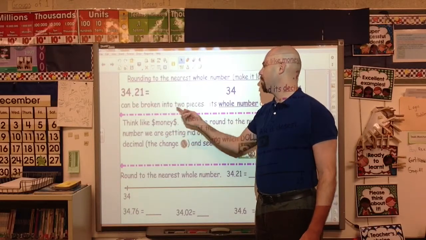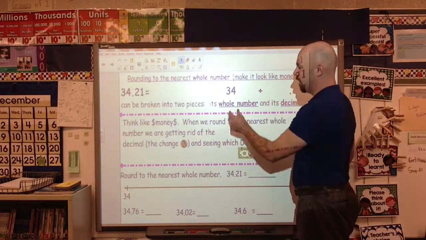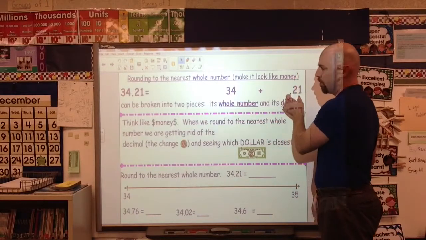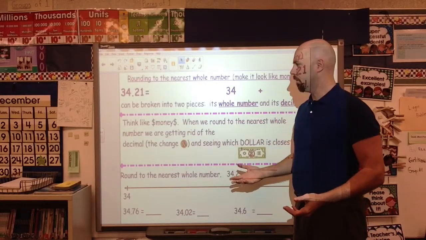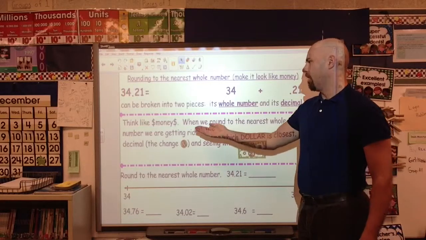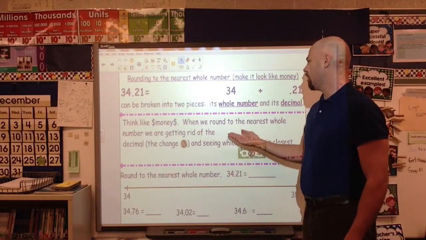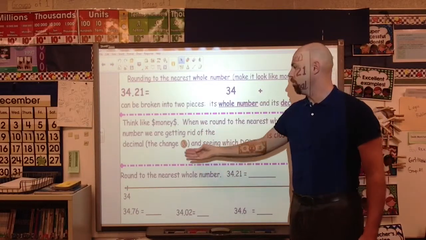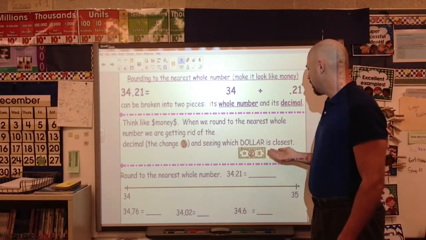And we talk about how that can be broken into two pieces. It can be broken into its whole number, and it can be broken into its decimal. Basically, it's a mixed number. And we say, think about it like money. When we round to the nearest whole number, we're getting rid of the decimal, which would be the change, and seeing which dollar is closest.